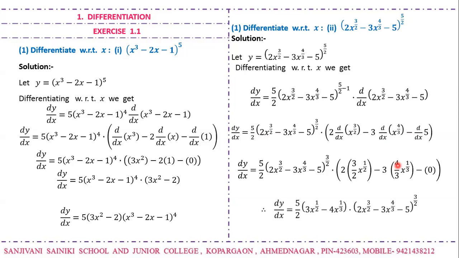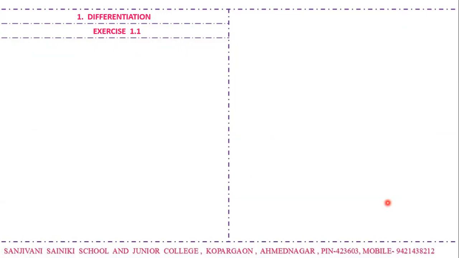So we get this derivative as dy by dx is equal to 5 upon 2 into (3x raised to, this 2 will get cancelled, this 3 will get cancelled, and what will remain? 3x raised to 1 upon 2 minus 4x raised to 1 upon 3) into this bracket (2x raised to 3 by 2 minus 3x raised to 4 by 3 minus 5) raised to 3 upon 2. This is the derivative of the given function.